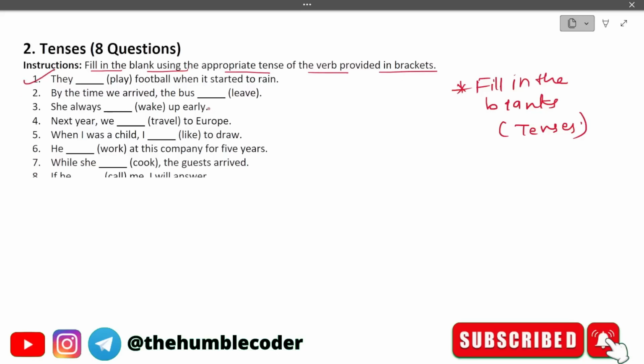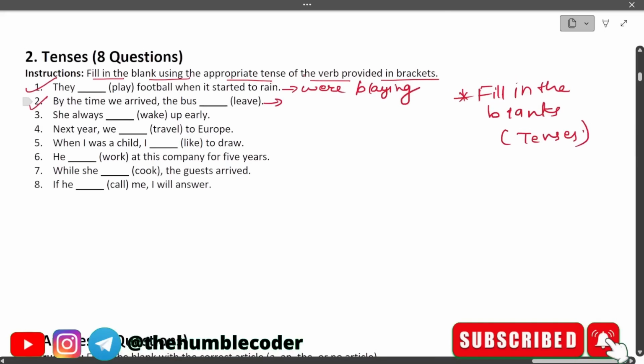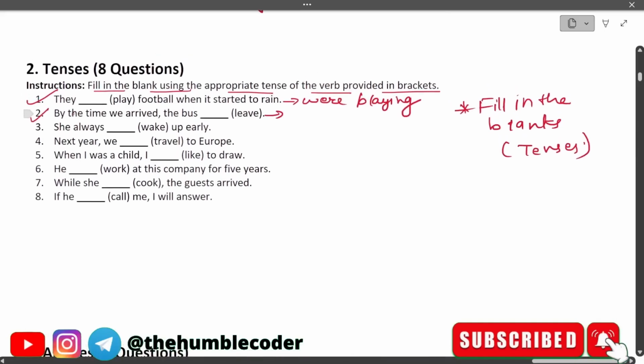Let's see the first question. The first question is, they ___ football when it started to rain. The correct answer for this is going to be, they were playing football. They were playing football when it started to rain. So the tense of the verb basically we have to use here. And next is, by the time we arrived, the bus ___ (leave). Instead of leave, it should be the bus had left. Moving on to the third one, she always ___ up early. The correct answer in this one is, she always wakes up early.